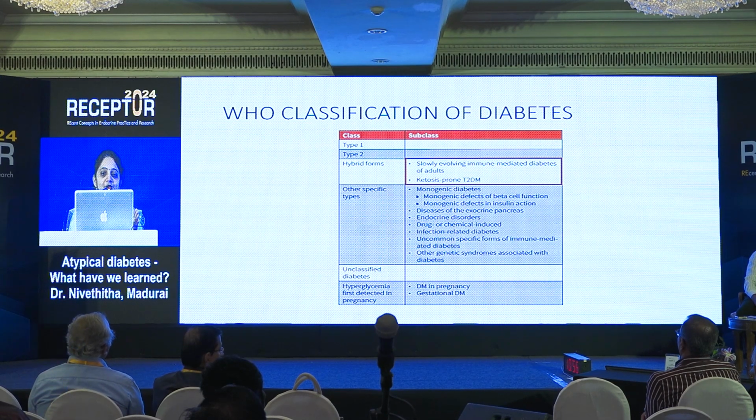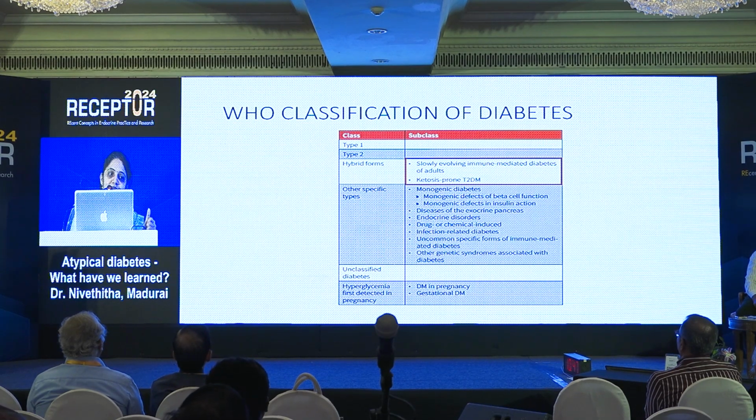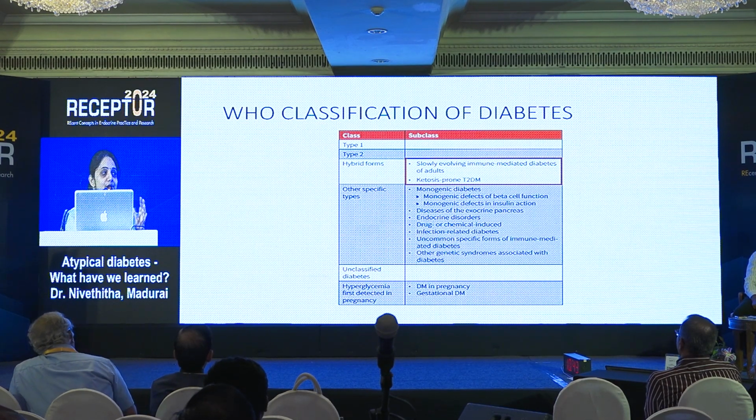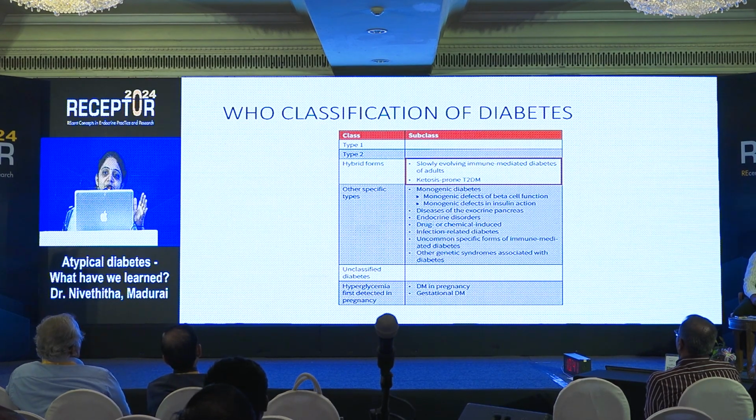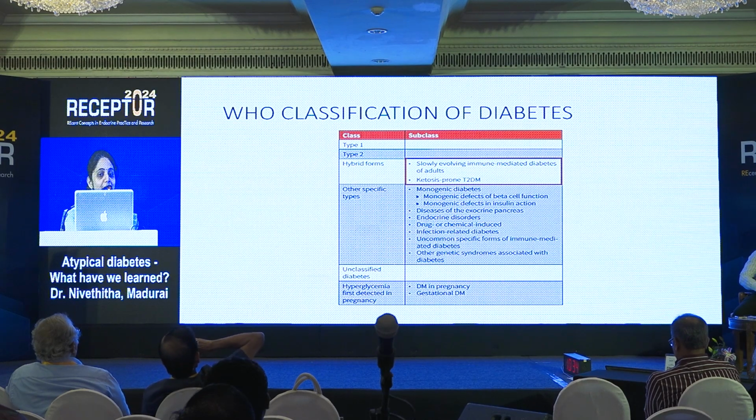One type is LADA, where the terminology has changed: slowly evolving immune-mediated diabetes of adults, where patients present with a milder form of diabetes, then go on to DKA and require insulin. And KPD, depending upon their subtypes, presents with a severe manifestation, that is DKA, and progressively as time goes by, they might present like anything. So these are the hybrid forms of diabetes which we have to keep in mind.